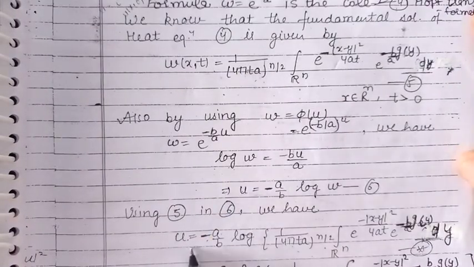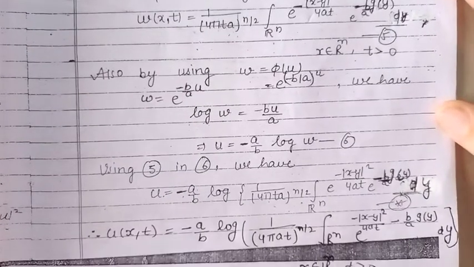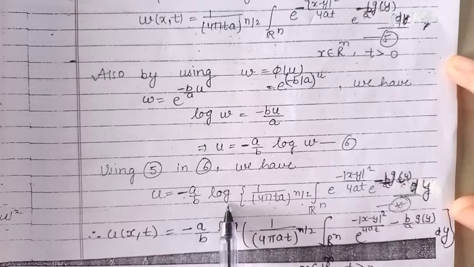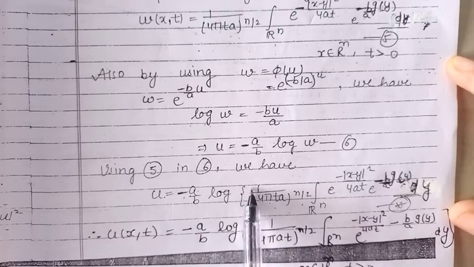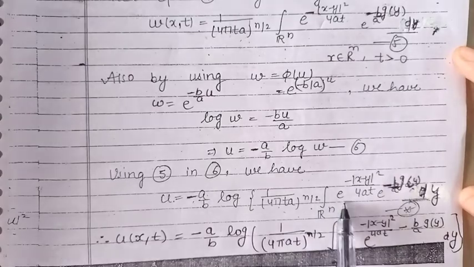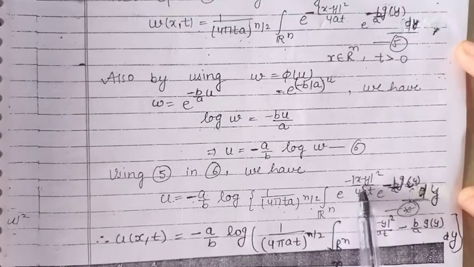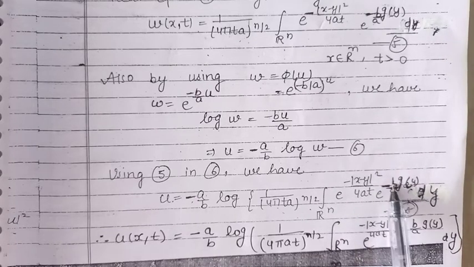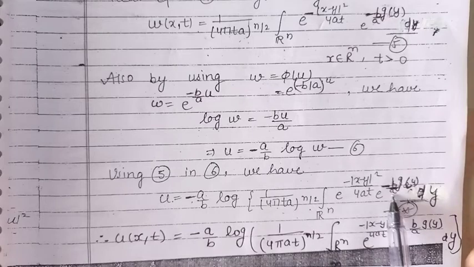So, finally, we get u, which is given by minus a upon b into log of w, which is 1 upon 4 pi a t whole raised to the power n by 2 into integral over Rn e raised to the power minus mod x minus y square upon 4 a t into e raised to the power minus b g upon a.